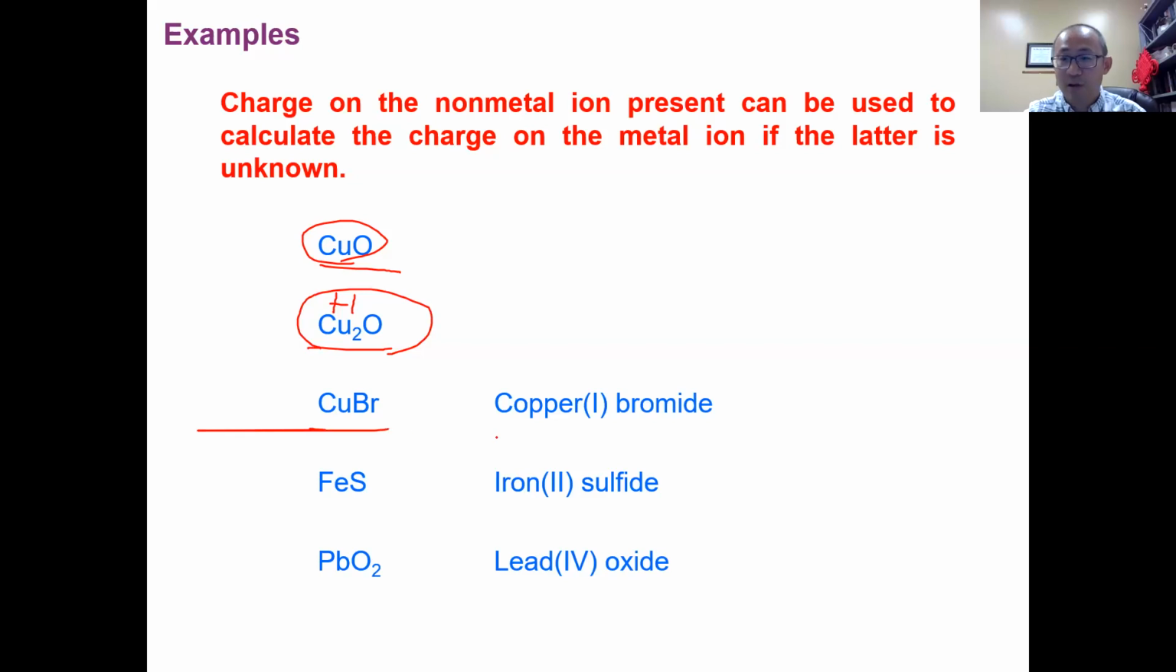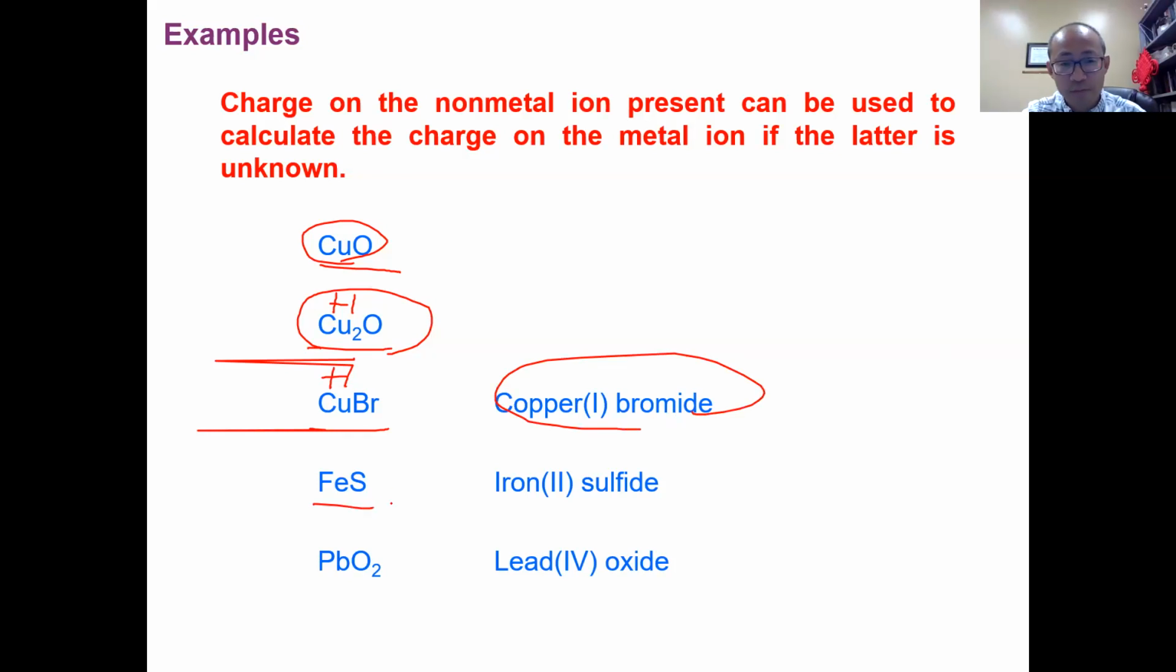The same, copper and bromine. Bromine charge is -1 because bromine is group 7 element. So this copper is what? +1. -1, +1. So this is copper 1 bromide.